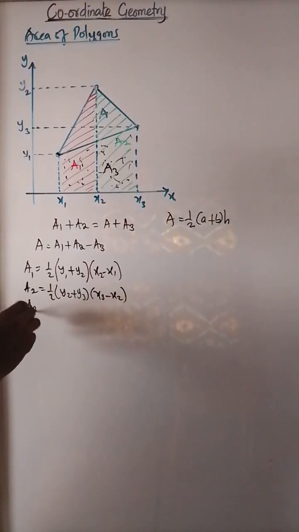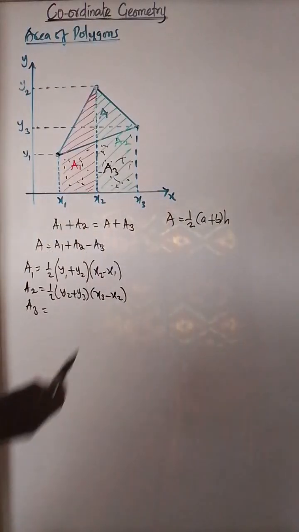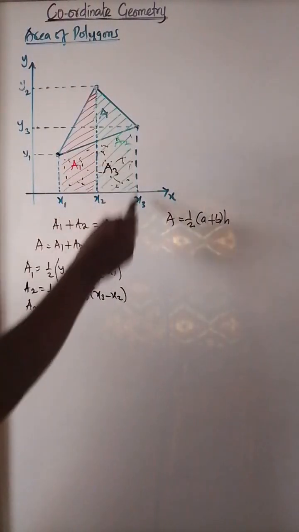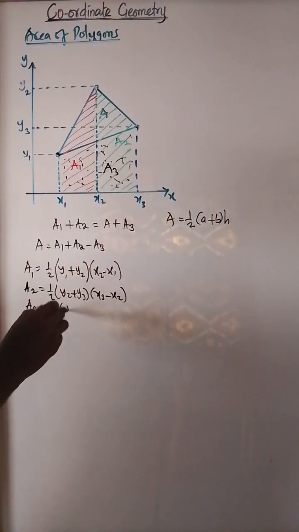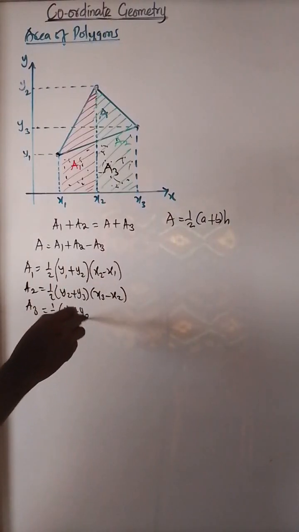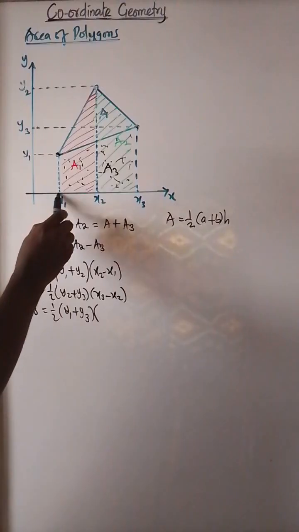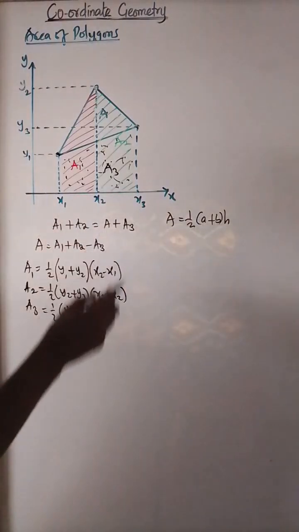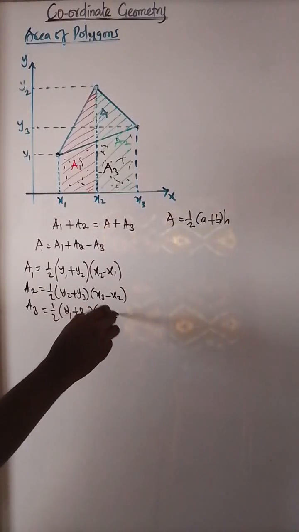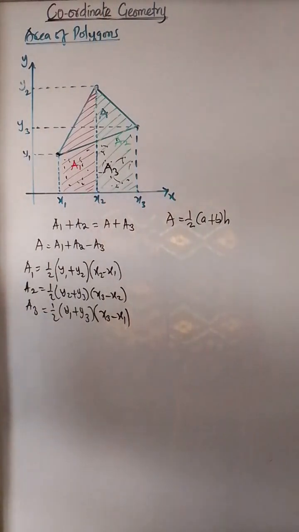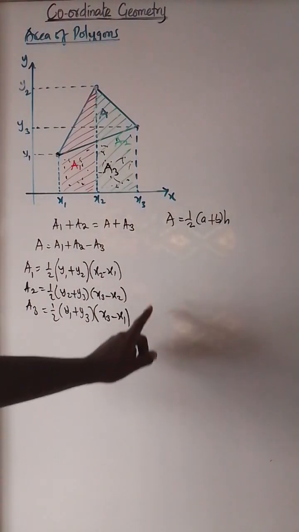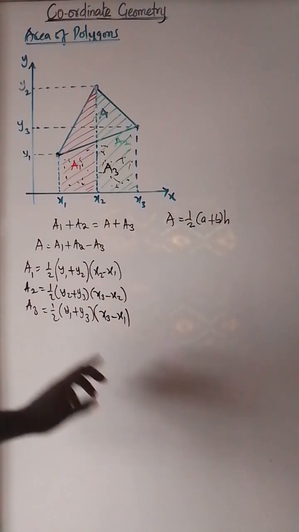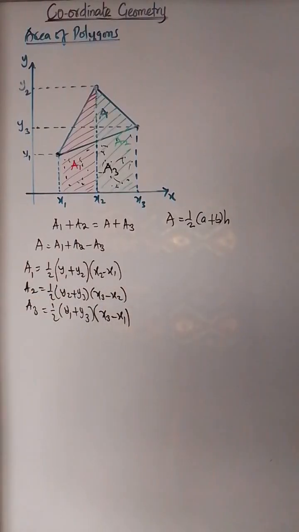Then what's our A3? This one down here. What are the parallel sides? That's Y1 and Y3. That's half Y1 plus Y3. Then from here to here is the base or the height. That's X3 minus X1. So we can get the value of A1, A2, A3. Then we add these two, subtract this from it to get the area of the triangle, and that was all.